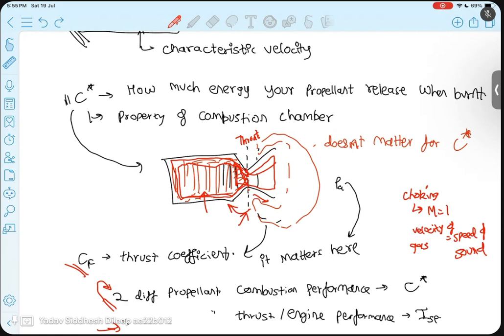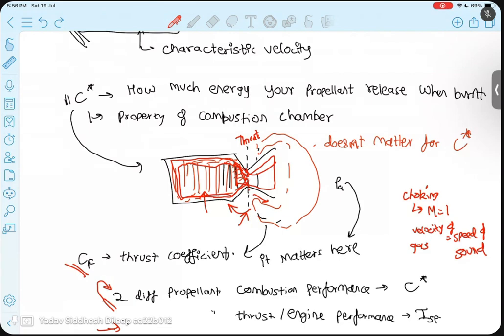So combustion is happening, and for measuring the parameter of combustion, how good the combustion is, you have C star or the characteristic velocity. I will tell you why it is called characteristic velocity and not anything else. And then you have a nozzle where you have thrust generating. So there has to be some thrust coefficient that scales up. That is the energy conversion factor. That is the thrust coefficient.